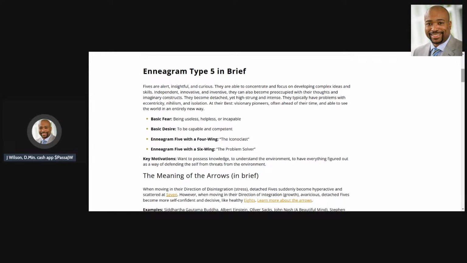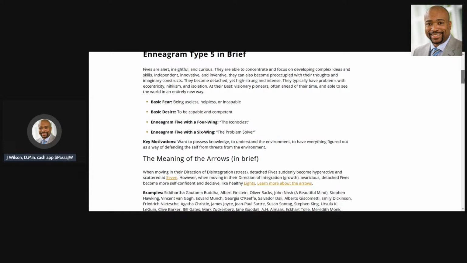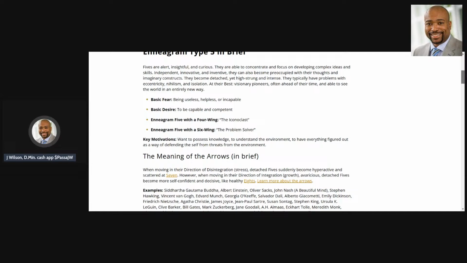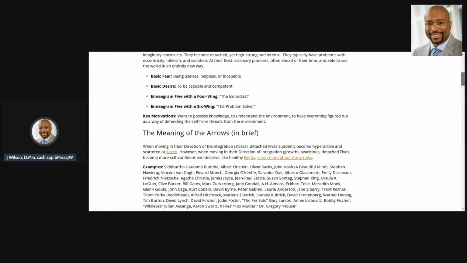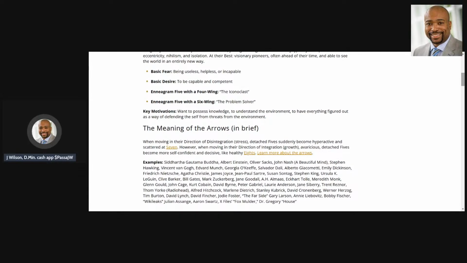At their best, visionary pioneers, often ahead of their time and able to see the world in an entirely new way. So, their basic fear is of being useless, helpless, and incapable. Their basic desire is to be capable and competent. Okay? So, if they are on a wing of a five, iconoclast, and on the wings of the six, the problem solver.